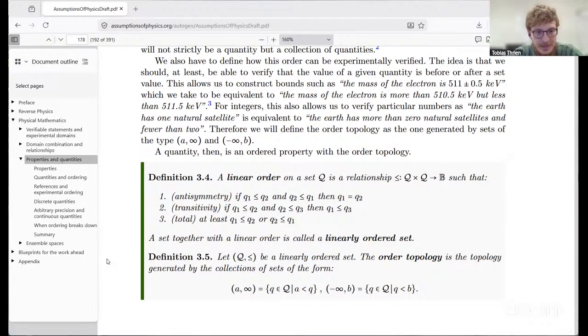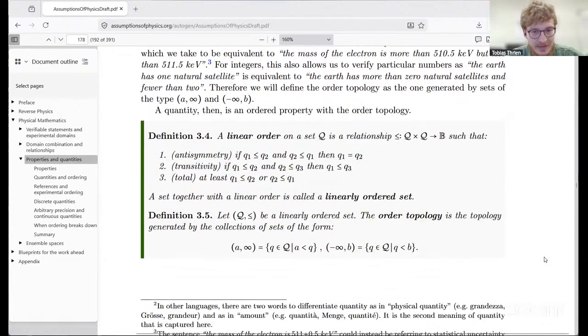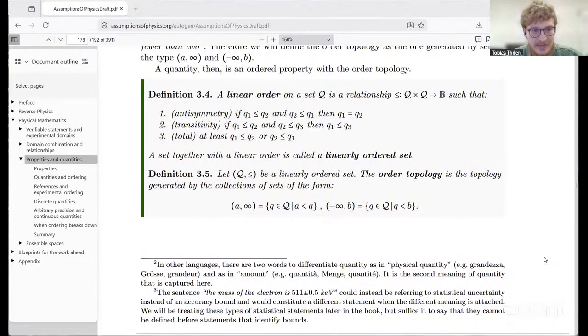Transitive: Q1 smaller than Q2, Q2 smaller than Q3, so Q1 is smaller than Q3, I guess. And then total, okay, it's a total order. I can either relate it in this way or this way. One of them has to come before the other. Yes. A set together with a linear order is called a linearly ordered set.